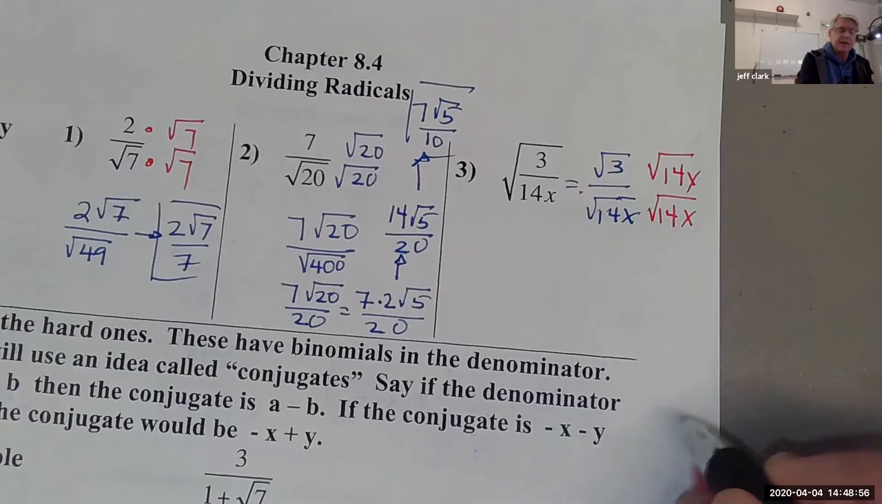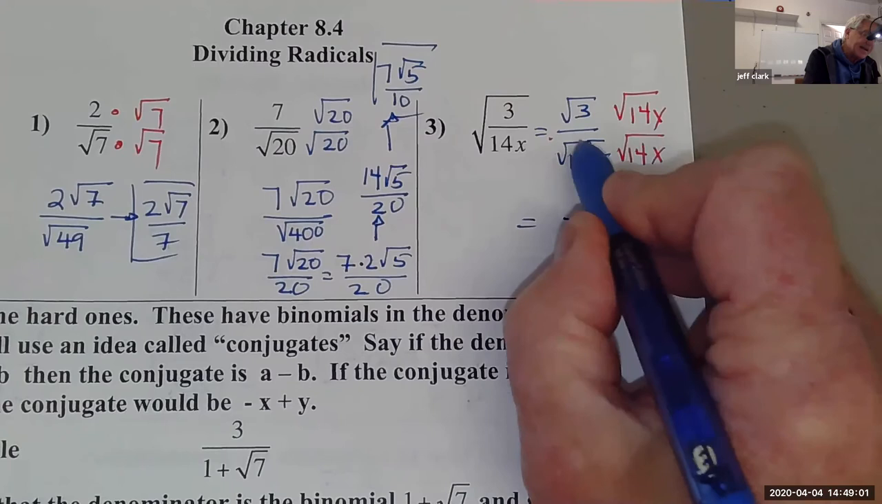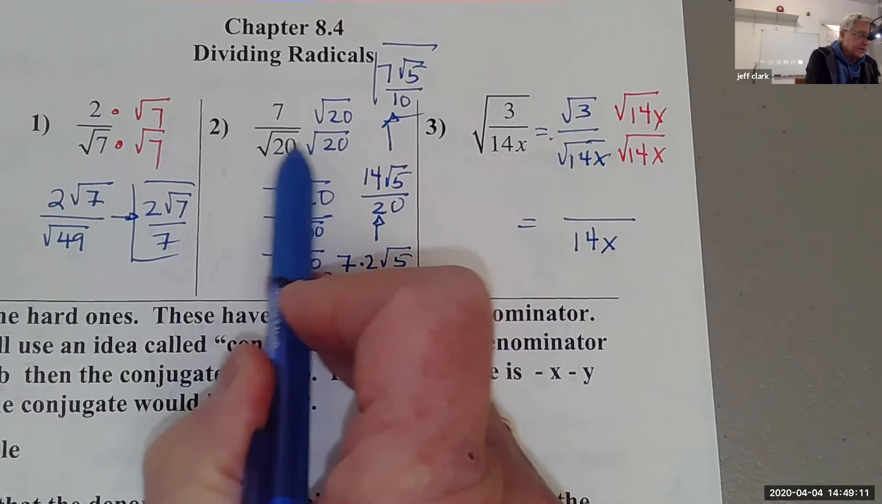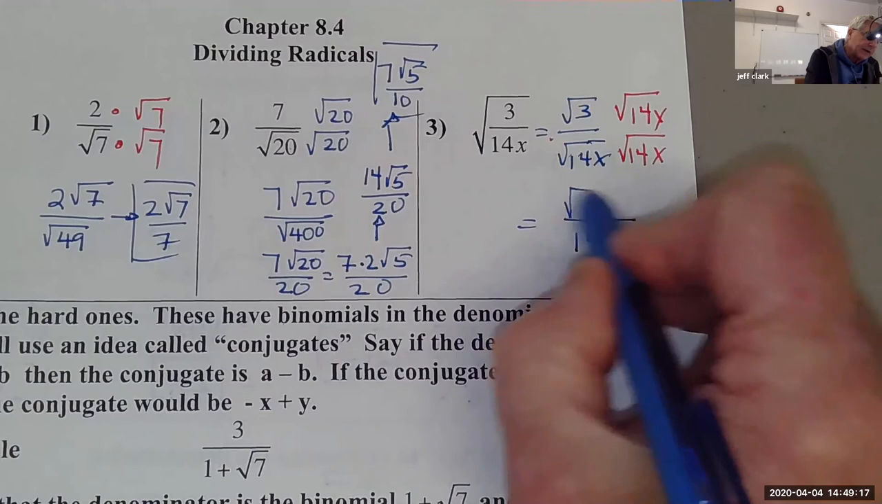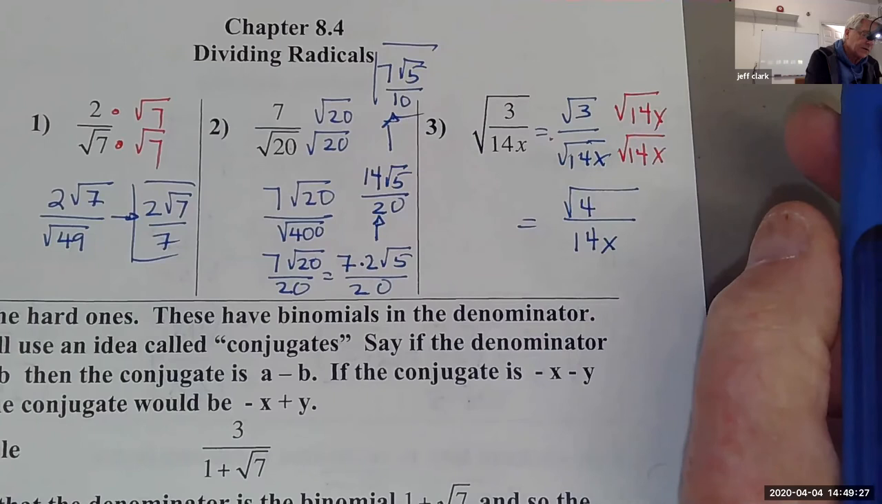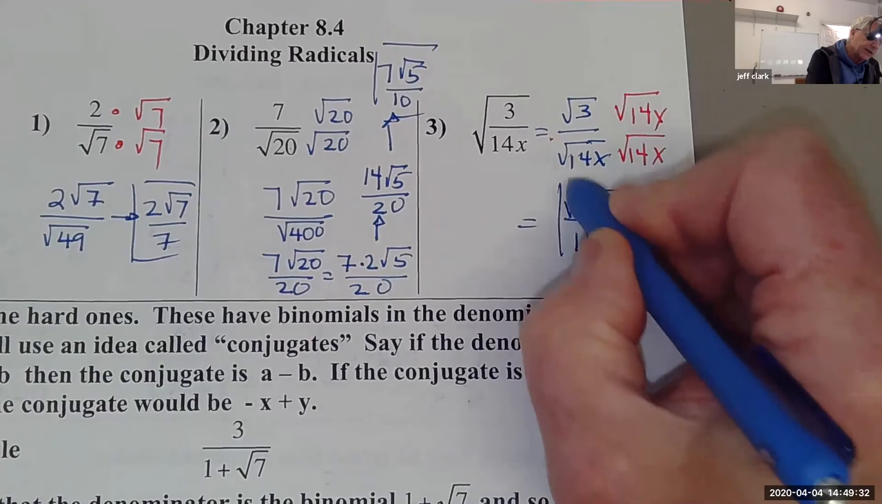So what do you think the denominator is going to end up being? I heard a couple of you say 14x. Ultimately, it will be 14x, just like here. What will this end up being ultimately? 20. You did it on purpose. And then radical 3 times 14 is, 42? I think it's 40. That's not right. It is 3 times 4, 12, 42. 42x. And then that's your final answer.